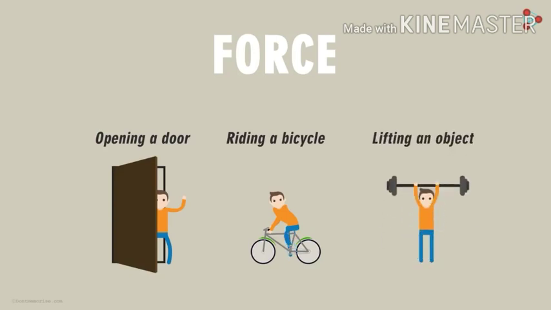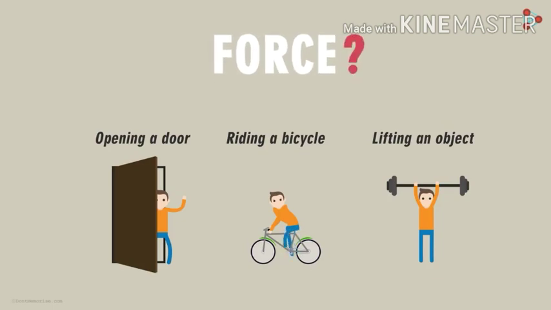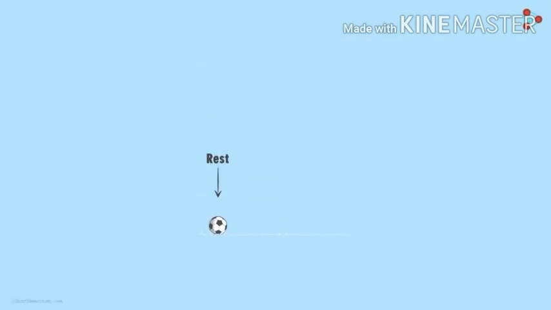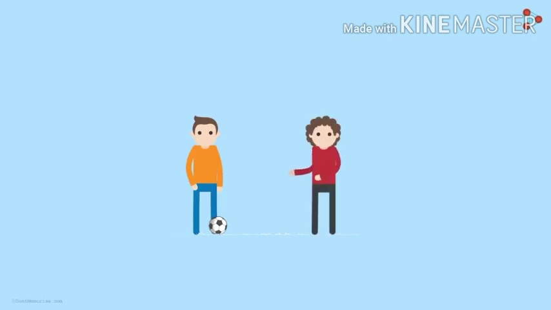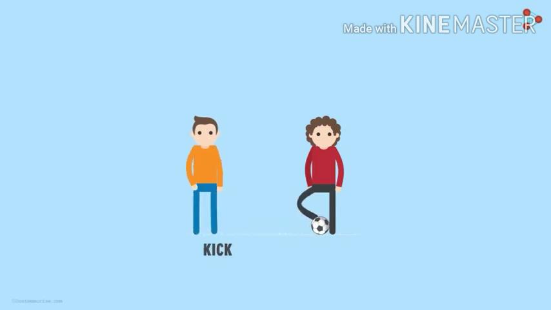Lifting an object are a few of the most common things that we perform in our daily lives, and all these require a force. What is a force? Consider a ball lying on the ground at rest. It's not moving. Suppose this player here wants to pass this ball to his teammate who is standing on the other side of the pitch. How will he do that? He needs to make this ball move in the direction of his teammate. So he will kick the ball in the direction of his teammate. When he kicks the ball, we say that he applied a force on the football. Yes, the kick is nothing but the force he applied on the ball.